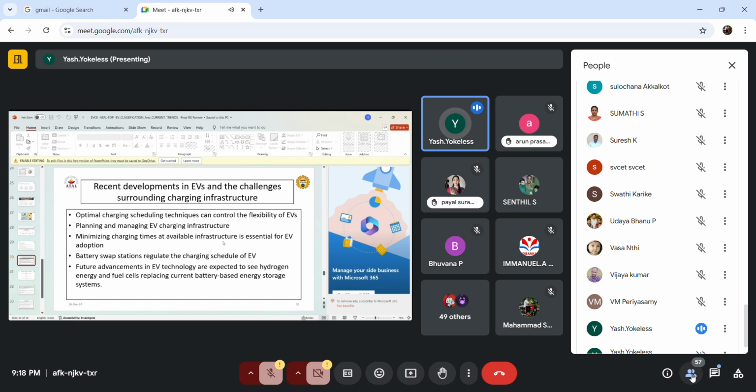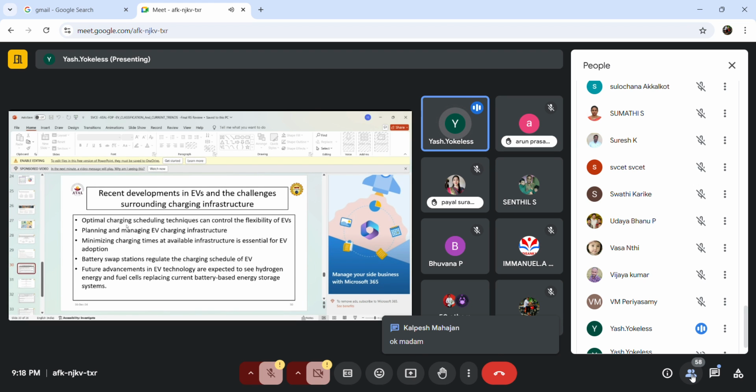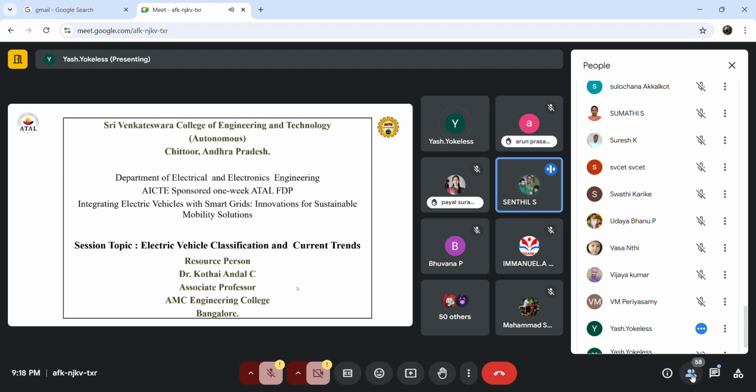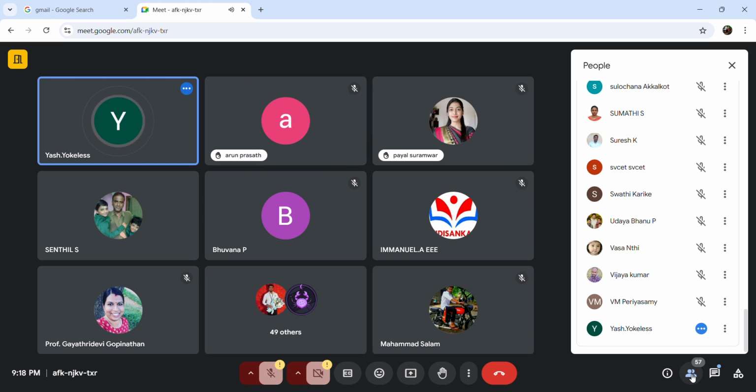So we come to the conclusion, like the recent developments. Recent developments and research are going on in terms of optimal charging, to obtain the optimal charging techniques and planning.